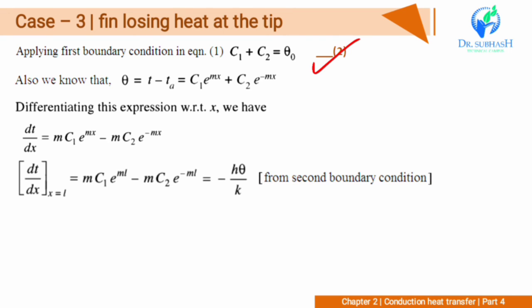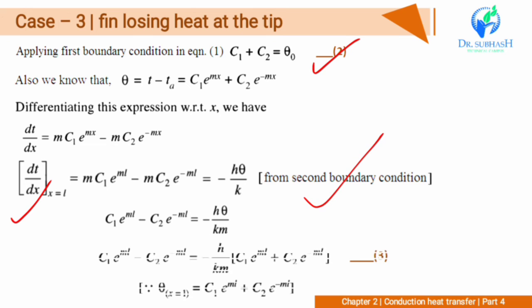Differentiating this equation with respect to x, we have dθ by dx is equal to m C1 e raised to mx minus m C2 e raised to minus mx. Now dθ by dx at x is equal to L is equal to m C1 e raised to mL minus m C2 e raised to minus mL, and as per our second boundary condition is equal to minus h theta by k. Take m common and shift to the right hand side. So we get C1 e raised to mL minus C2 e raised to minus mL is equal to minus h theta by km.